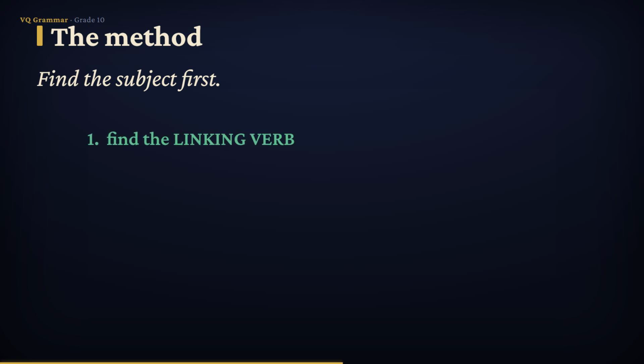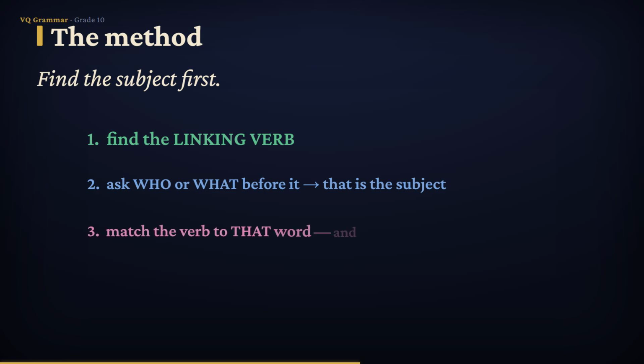Step 1, find the linking verb. Step 2, ask who or what before it. The word that answers is your subject, because the subject always comes ahead of the linking verb, never behind it. Step 3, match the verb to that word and to nothing else.